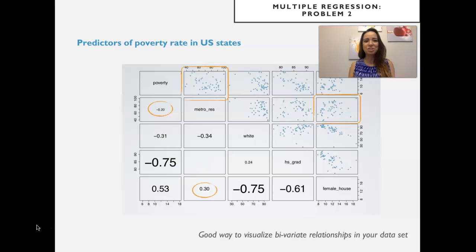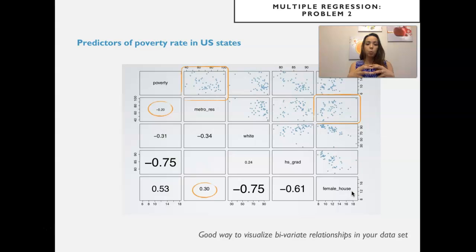We're doing multiple regression, and at the moment, we're exploring this problem. We're trying to predict poverty rate in U.S. states. And we have here our response variable, poverty. This is an exploratory plot where we're seeing bivariate correlations in both numbers and scatter plots between poverty and candidate predictors: percentage of people residing in metropolitan regions of the state, percentage of white people in the state, percentage of high school graduates in the state, and percentage of females that are heads of households.